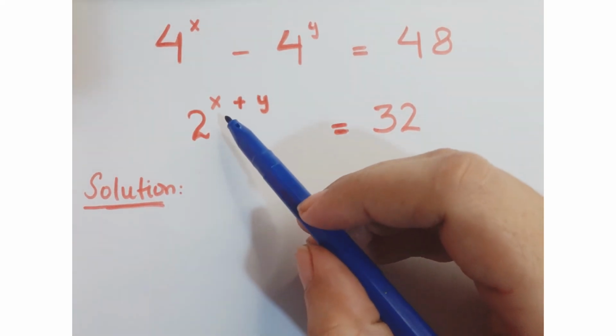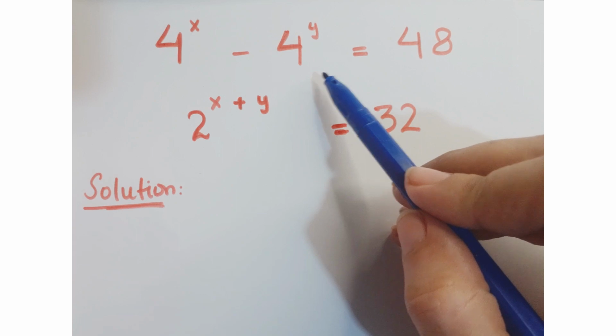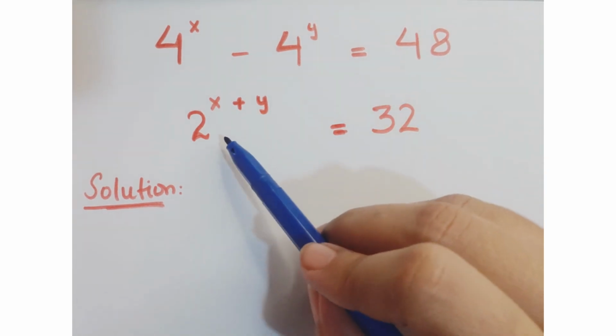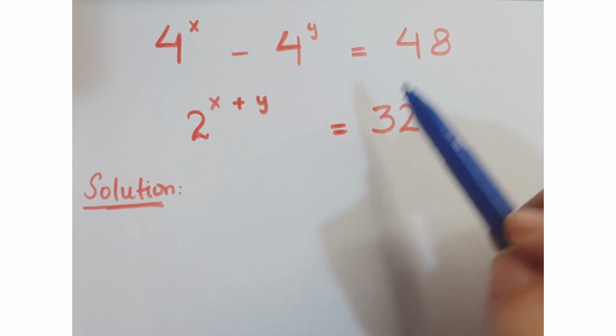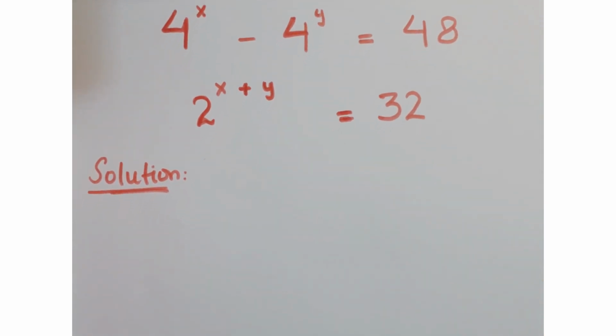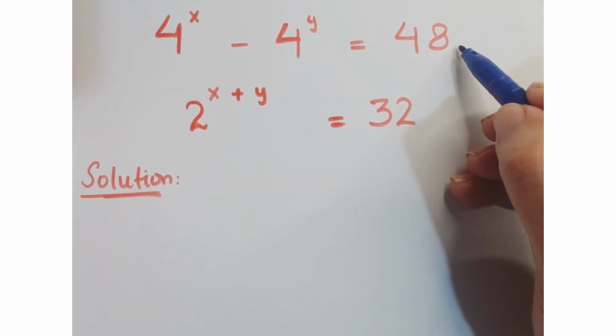Hi guys, look at this question. The question is 4 to the power x minus 4 to the power y is equal to 48, and the other equation is 2 to the power x plus y is equal to 32, and we have to find the value of x. So let's see how we proceed in this question.